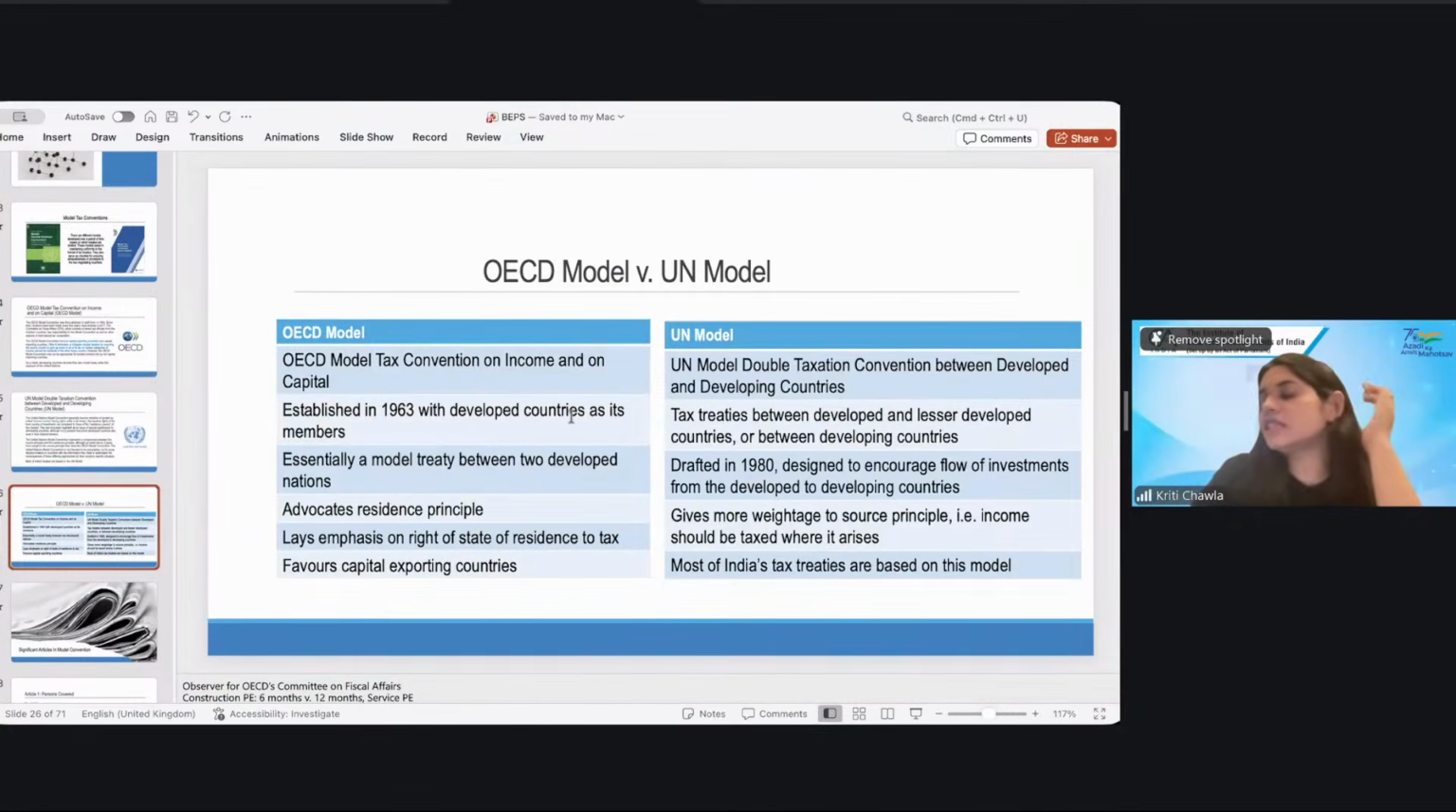So this is basically the difference, as I mentioned. All the differences were already mentioned in these two slides right here. But this is really the difference between the OECD and the UN Model Taxation Convention. What is interesting is that the OECD model advocates the residence principle, but the UN model gives more weightage to the source principle. That is, income should be taxed where it actually arises.